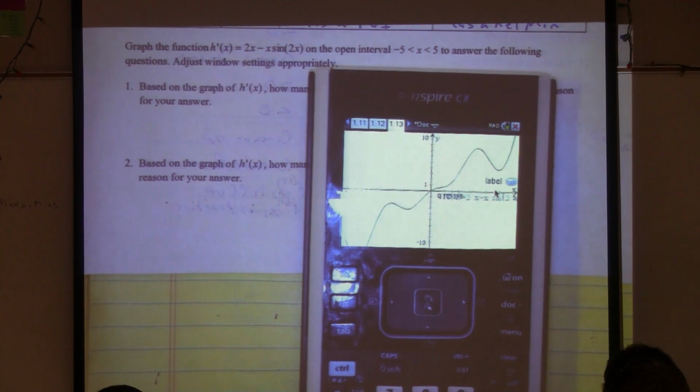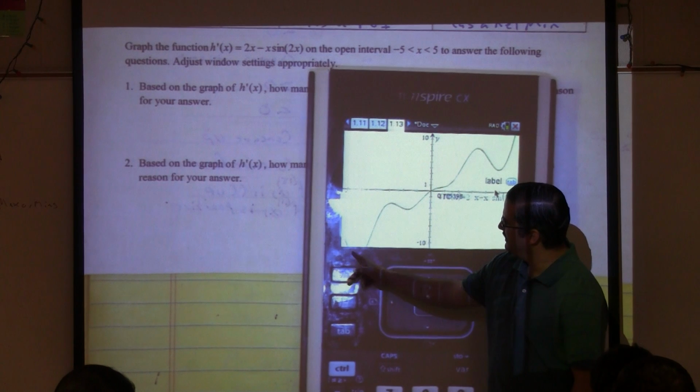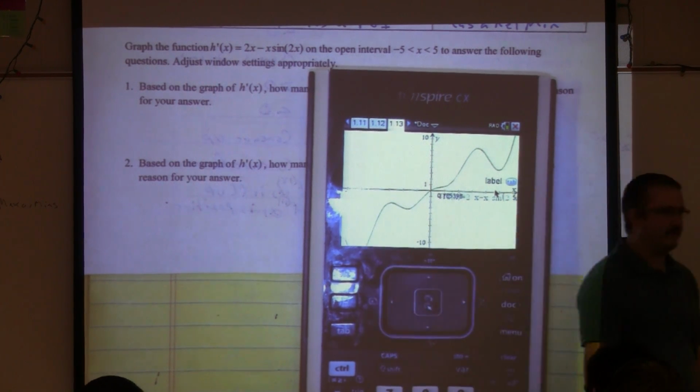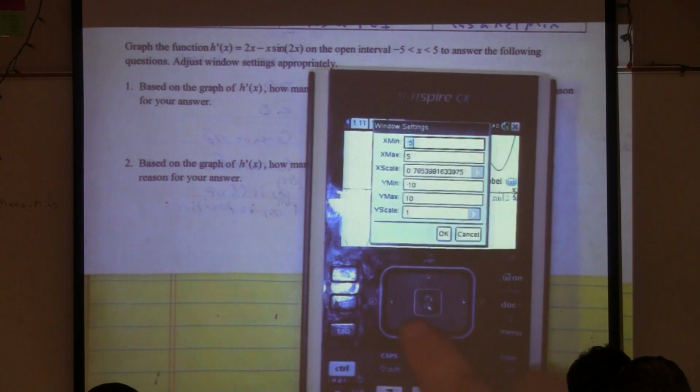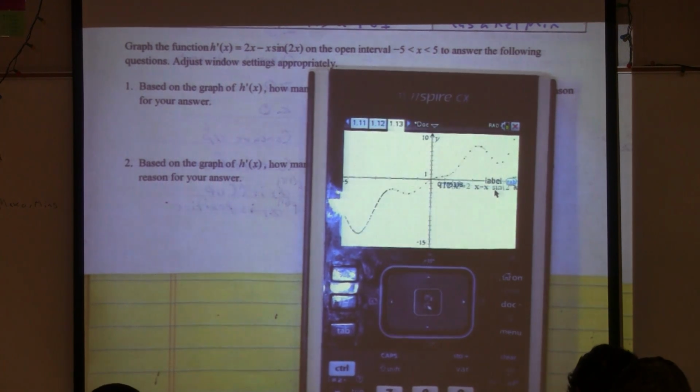Can we see the whole graph, or are we missing a little bit of it? Missing a little bit over here, right? Yeah. So maybe we gotta go further down from 10. What do you want to go to? Negative 15. -15? Alright. 100 is a little bit too much. I think -15 will be good enough.